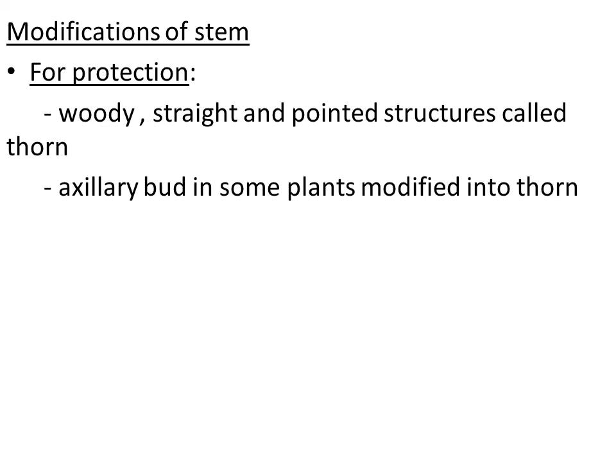Thorn is also an axillary bud modification, and tendril is also an axillary bud modification, but the purpose is different. For protection, the axillary bud in some plants gets modified into a thorn, and for giving support, the axillary bud in some plants gets modified into a highly coiled spring-like structure, right? The best examples of plants where we can see thorns are citrus and bougainvillea. Bougainvillea is commonly called the paper flower plant.